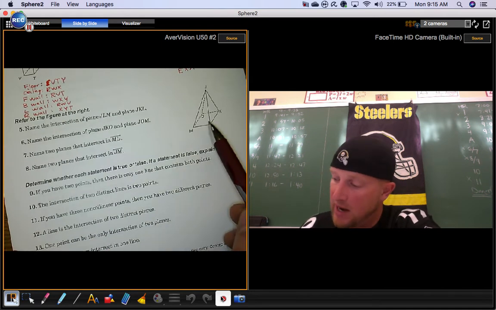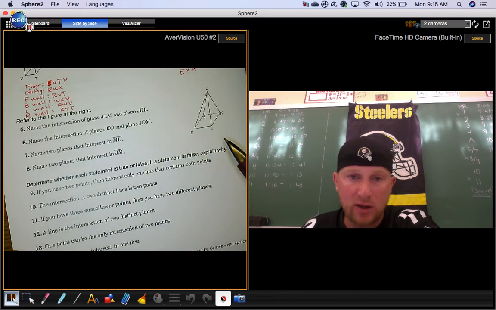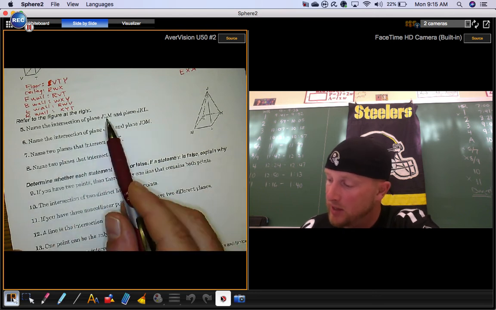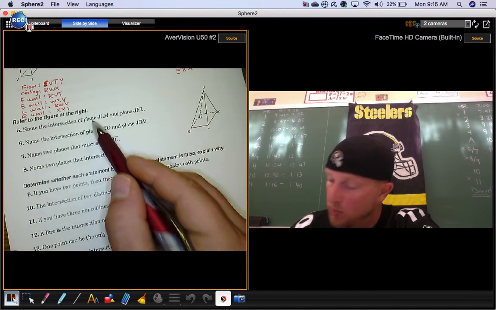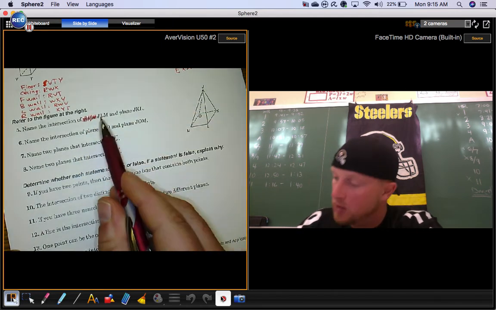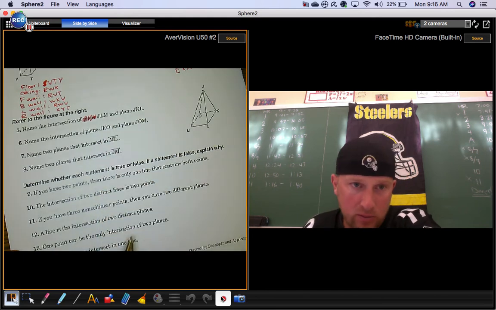We're going to use this diagram for the next section. Again, it looks a whole lot like this one, just with different letters. There's 5 visible planes there. Name the intersection of plane JLM and plane JKL. They wrote the word plane in there for you, but they didn't have to. If that word plane wasn't there, you would still read these letters as plane JLM, just so you know.